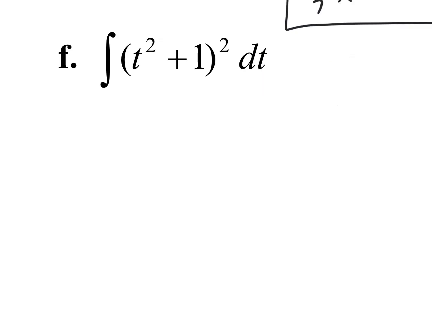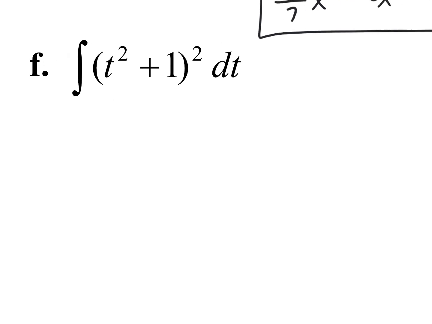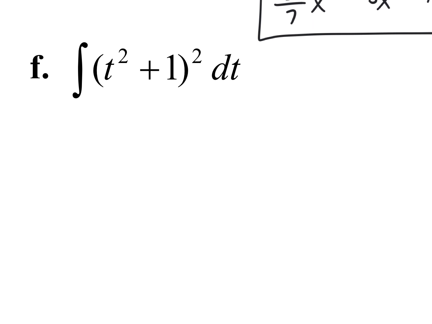All right, integral of (t squared plus 1) to the second power. What are we going to do? Algebra. Let's distribute this out, right? So this is actually going to become the integral of t to the 4th power plus 2t to the 2nd power plus 1 dt.